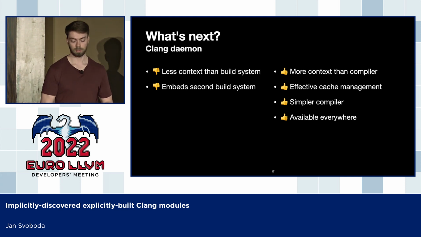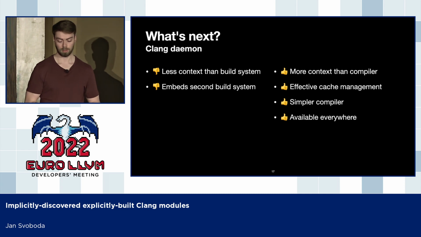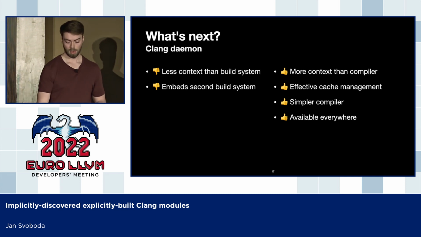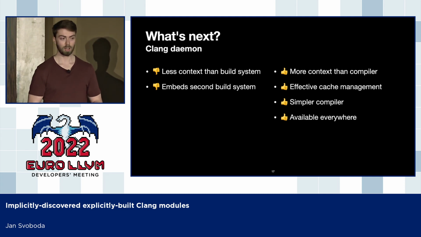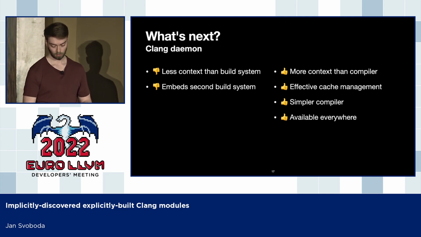Next, the compiler becomes simpler. We can remove defensive checks for file system changes, context collisions, and so on, making our lives easier and shipping fewer bugs. And of course, this would be available in all toolchains using Clang, regardless of the build system.